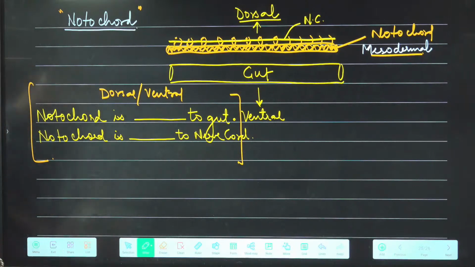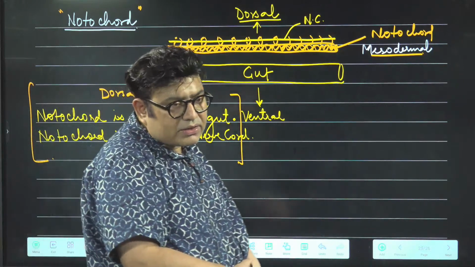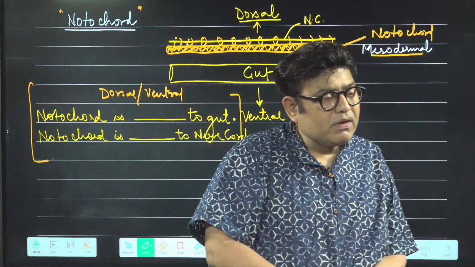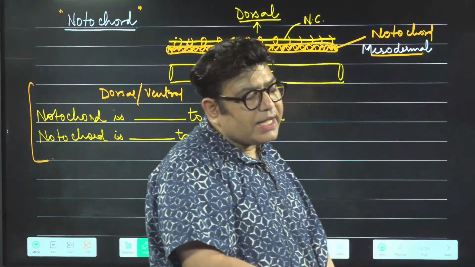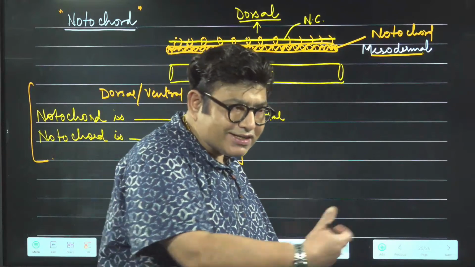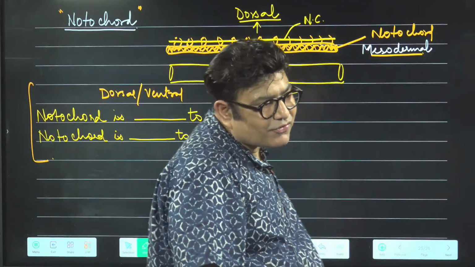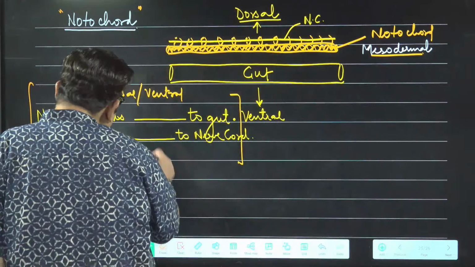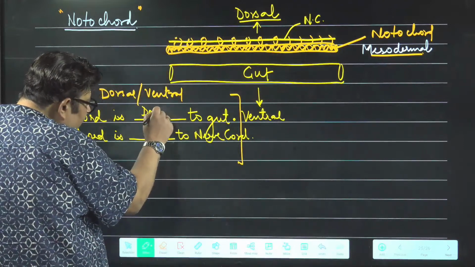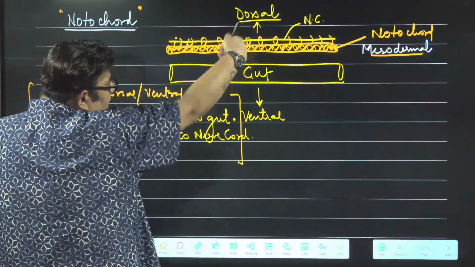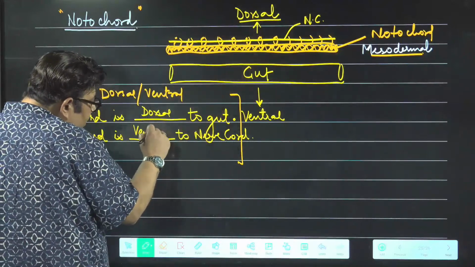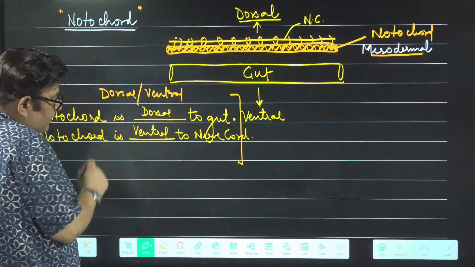Notochord is dash to the gut. So what to the gut? Just answer dorsal or ventral. What to the gut? Yes, it is lying dorsal to the gut. And what to the nerve cord? Ventral to the nerve cord. Very good. It is lying dorsal to the gut and it is lying ventral to the nerve cord.